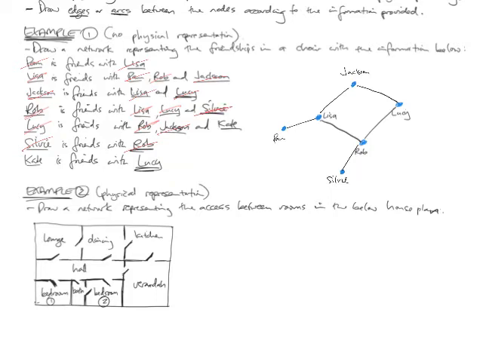with Sylvie. Lucy is friends with Rob, Jackson, Dunn, and Kate. Kate is only friends with Lucy. So if I put Kate here, she is connected to Lucy and no one else. So what I've done is drawn a representation of the friendship groups here.